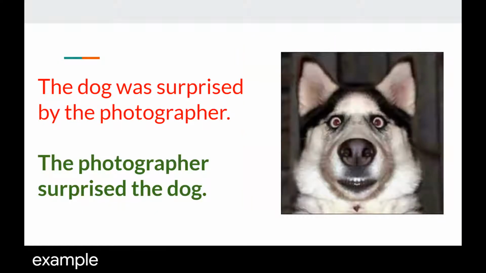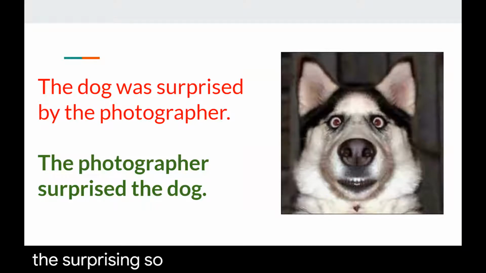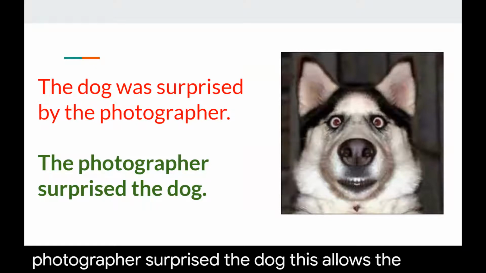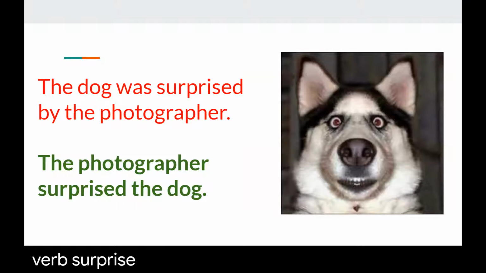Here's another example for you. The dog was surprised by the photographer. Was the dog the one doing the surprising? No, the photographer was the one doing the surprising, so that should be our subject. The photographer surprised the dog. This allows the photographer to be the subject, the one that does the verb, surprised, and the object is the dog, who is the one who is surprised.